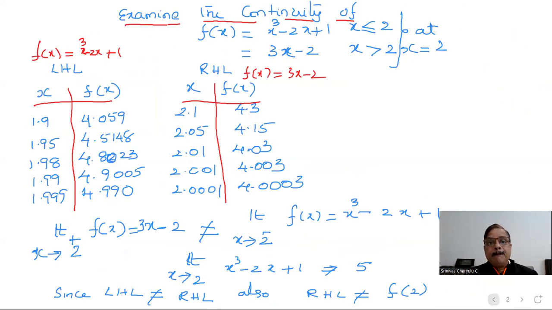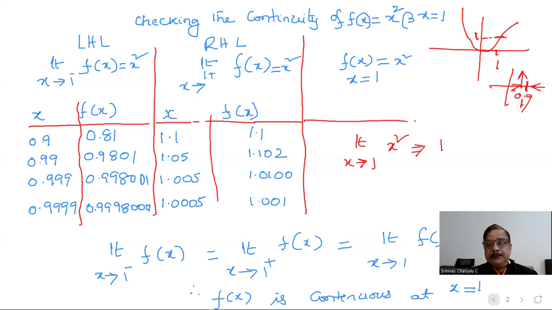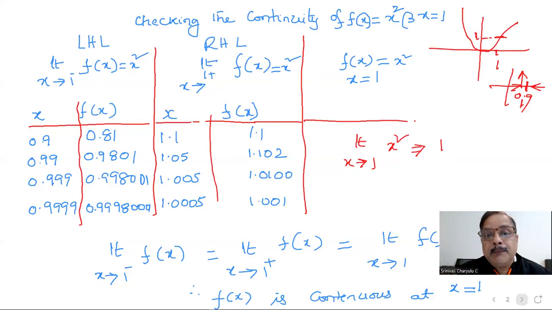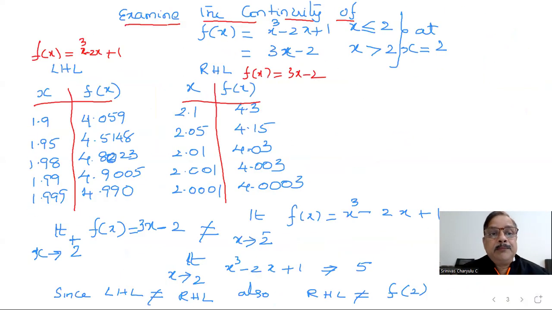In this example, I have one more sum. This is actually called a piecewise function. Piecewise means they defined the function for x less than or equal to 2 in one equation, and x greater than 2 in another equation. So they are asking us to check whether this function is continuous at x equal to 2 or not.